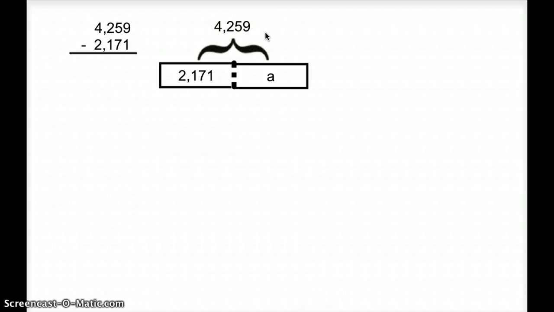4,259 is my whole, made up of two parts. One part, 2,171, and then an unknown part. For this purpose, we'll use the letter A to represent our unknown, or our variable.